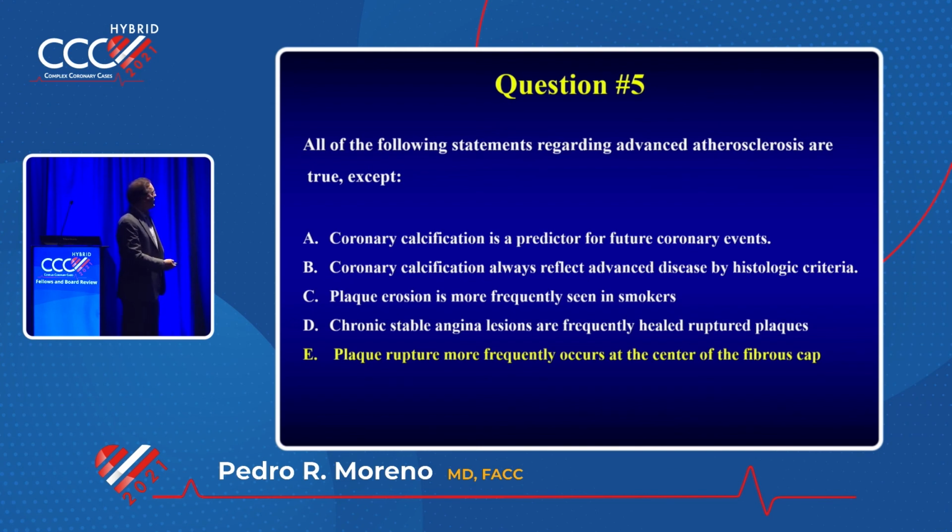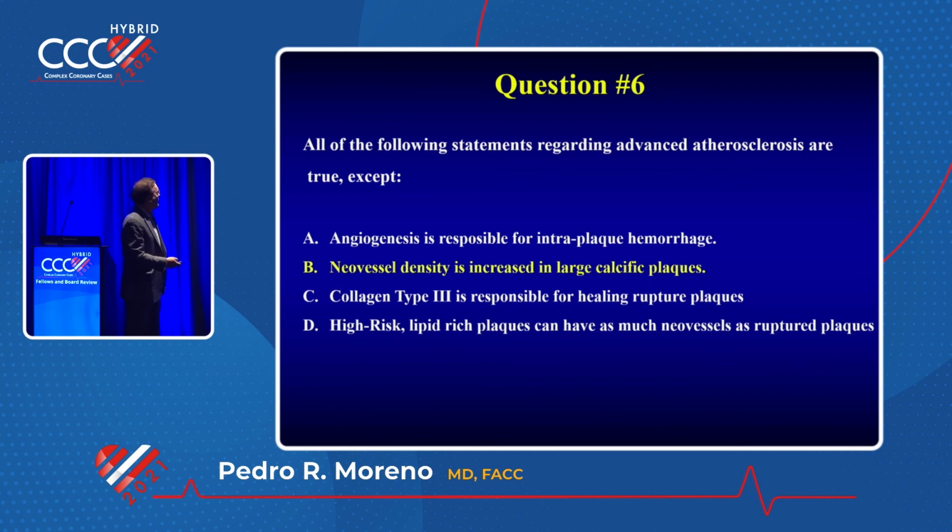Plaque erosion is more frequent in smokers. That's correct. Chronic stable angina lesions are frequently healed ruptured plaque. Yes. And plaque rupture more frequently occurs at the center of the fibrous cap. Wrong. At the shoulders. Okay. We also see angiogenesis is responsible for intraplaque hemorrhage, but neovessel density is increased in large calcific plaques. Wrong. Neovessel density is decreased in large calcific plaques.